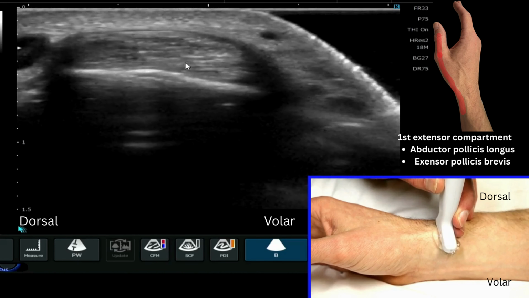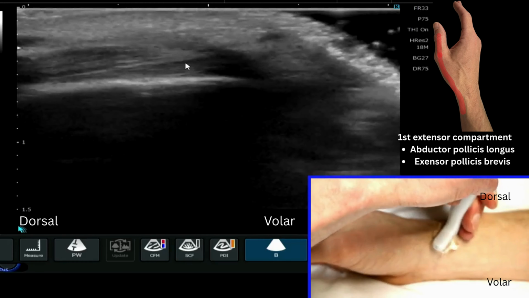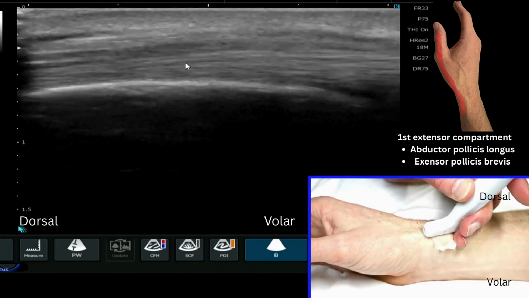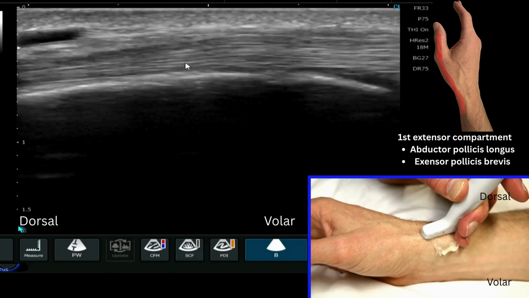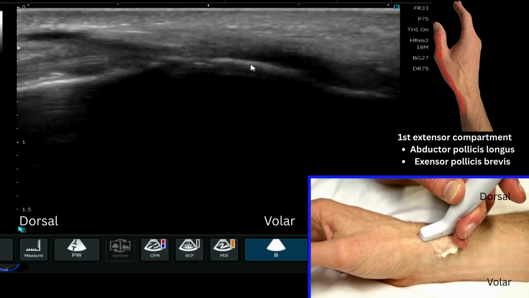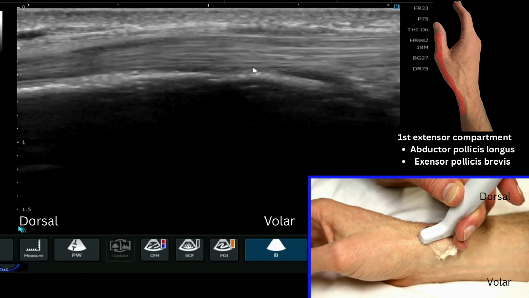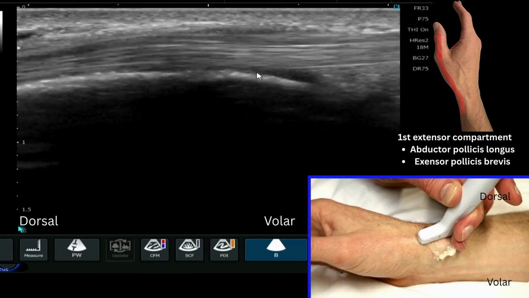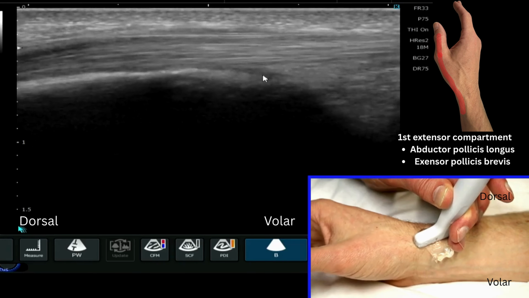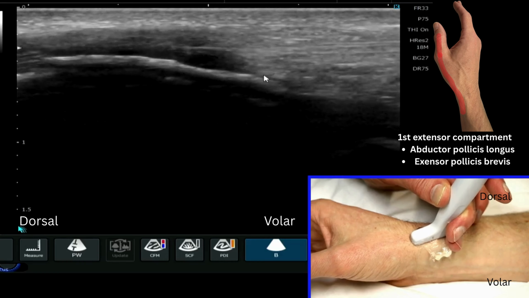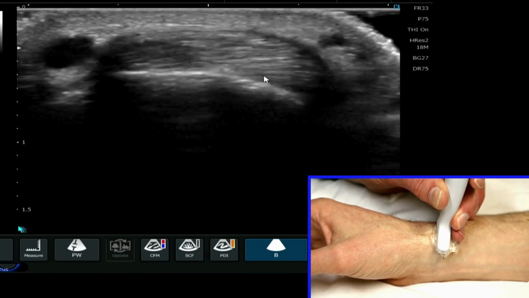We can also show this in the longitudinal plane, and I just have to spin the probe so that we can see that compartment running, and you can see the distal aspect of the radius. Again you can ask your patient to move the thumb, and you can see really nicely where the distal radius ends and where it then goes into the hand. So basically this is how you find that first extensor compartment.